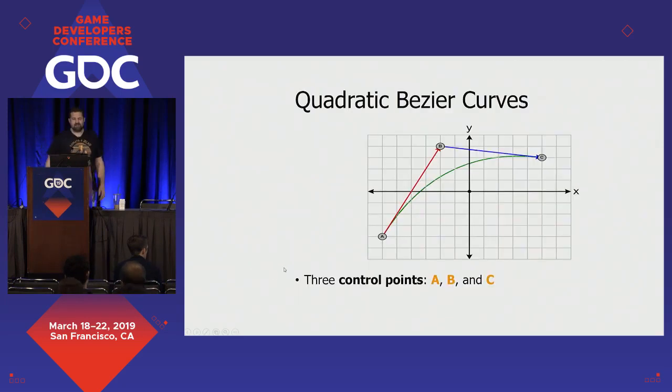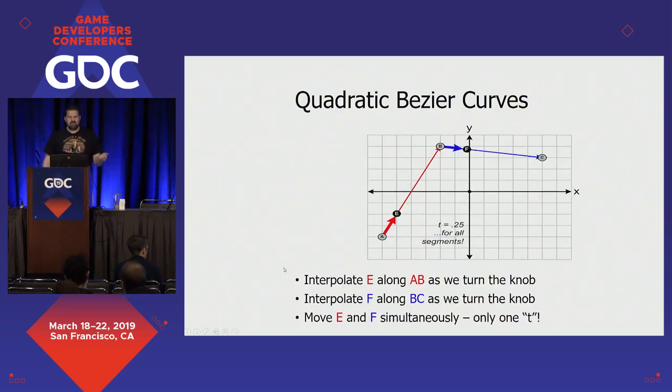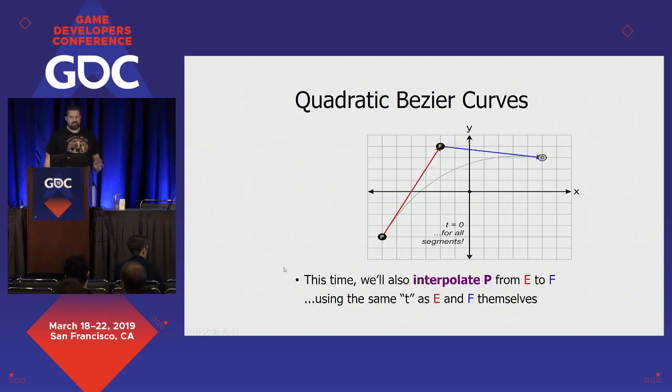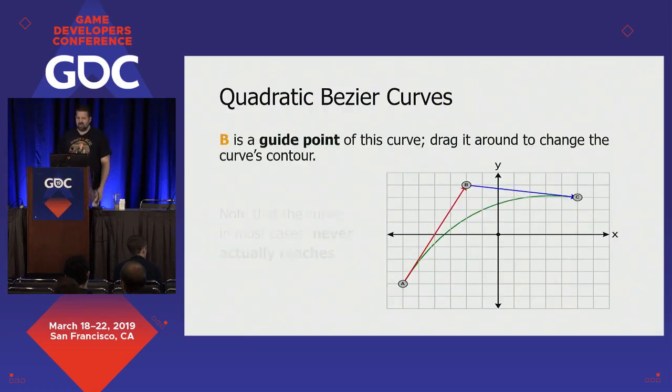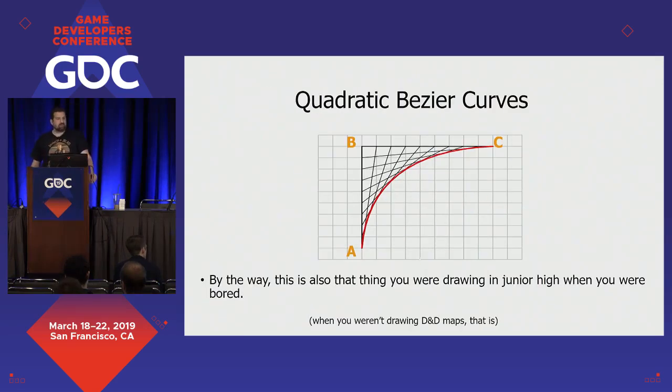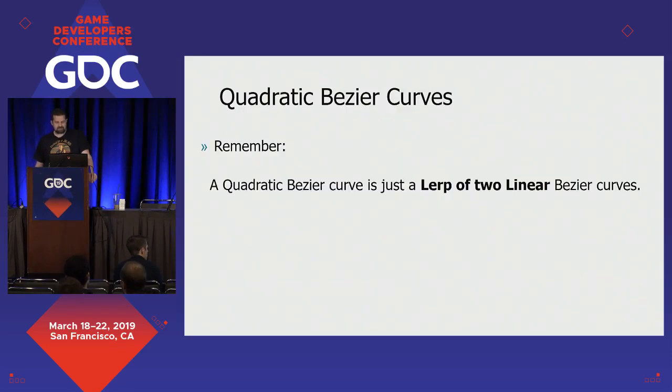All right, so again, you got 3 control points. You're moving on them, you draw a line between them, and then you draw a point on that line, all with the same t. That's the important part, right? And B is a guide point, but the line doesn't ever actually reach it. So remember, this quadratic Bezier is actually very, very simple. You just lerp from A to B and B to C, and then you lerp between the lerps. And there you go. So it's just a lerp of lerps.